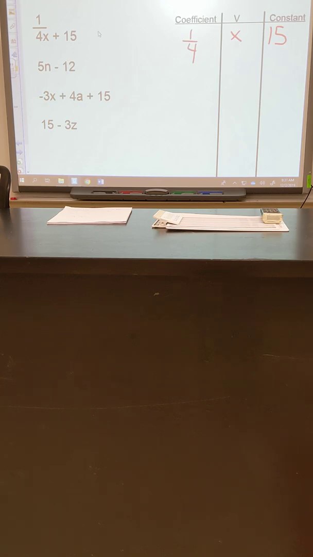In the last example, the variable is z. The coefficient is negative 3, not positive 3. It's negative 3 attached to that z, and the constant again is positive 15.